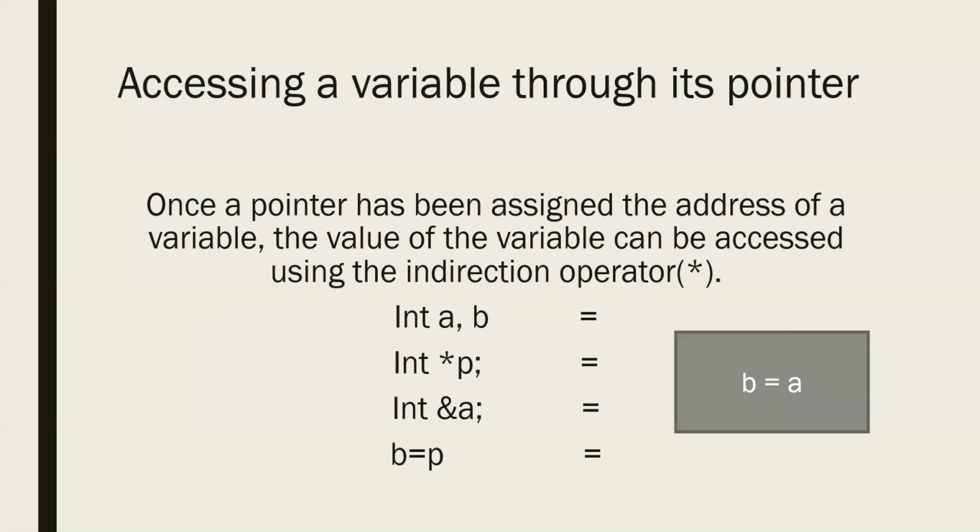Accessing a variable through its pointer. Once a pointer has been assigned the address of a variable, the value of the variable can be accessed using the indirection operator.